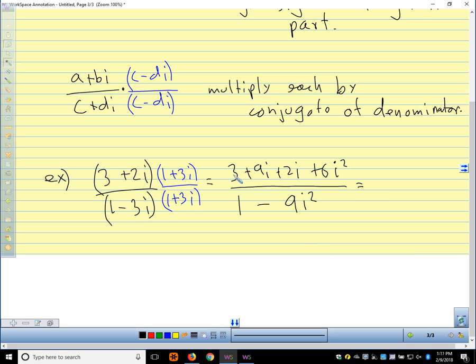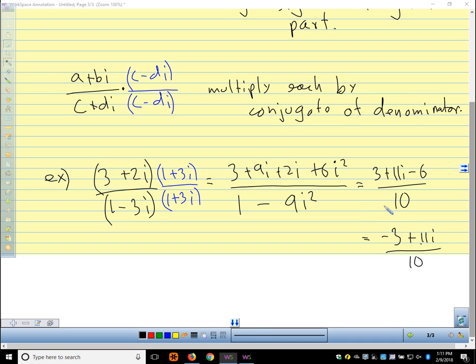Well, this is going to be 3 plus 11i minus 6, because i squared is negative 1. And this is going to be 1, i squared is negative 1, 1 plus 9 is 10. When I multiply a complex number by its conjugate, I get a real number. That's the nice thing that happens. So now we're going to simplify this. 3 minus 6 is negative 3 plus 11i over 10.